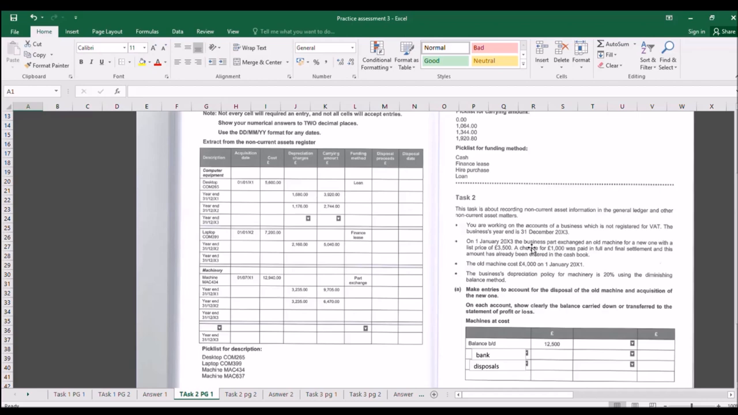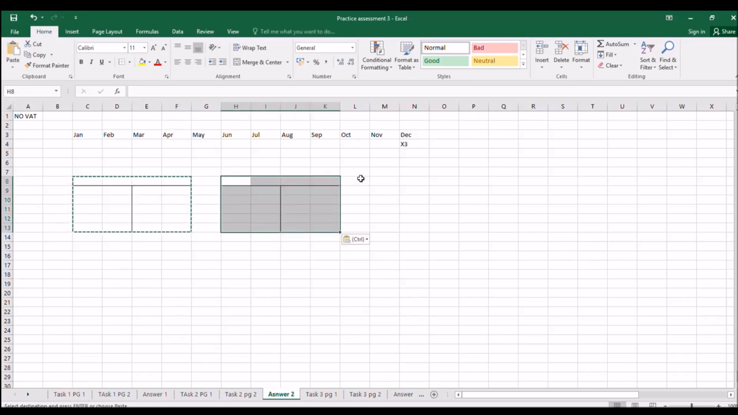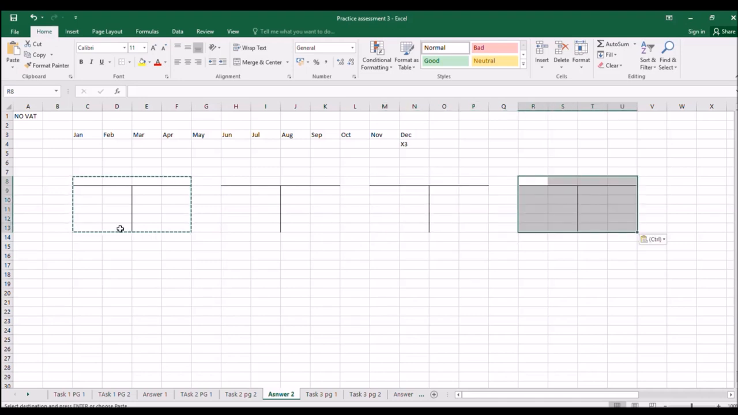On the 1st of January, the business partner exchanged an old machinery for a new one with a list price of £3,500. Check for £1,000 paid in full and final settlement. Right, so let's start looking at this in T account format here first, and then we can start to work out what journals would happen in here. So we've got, let's just put a number of them down.